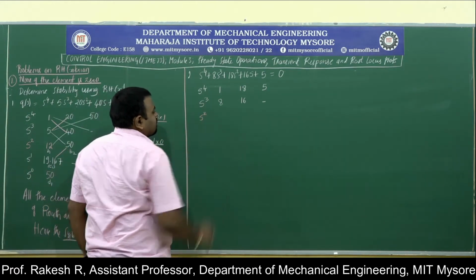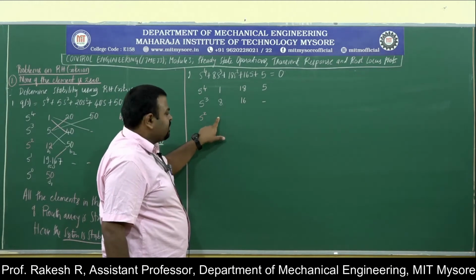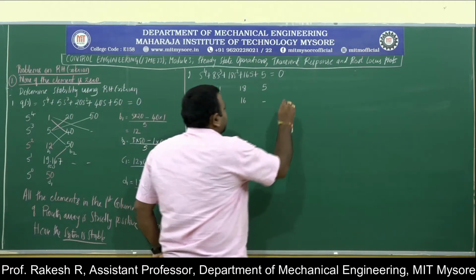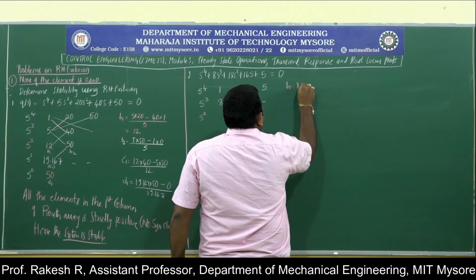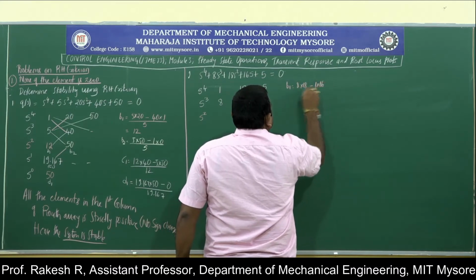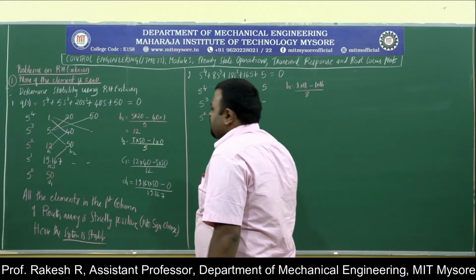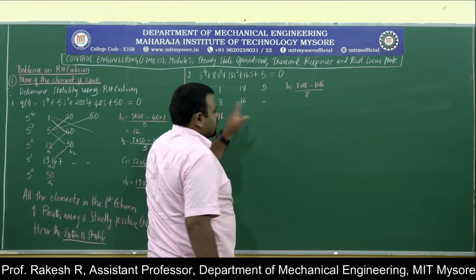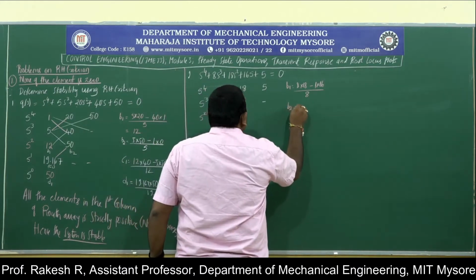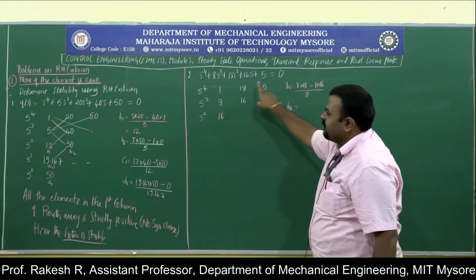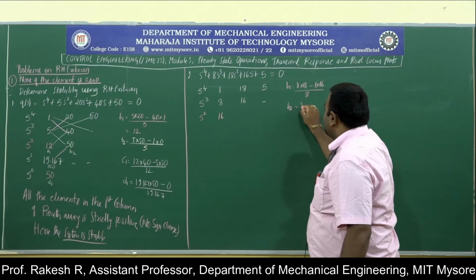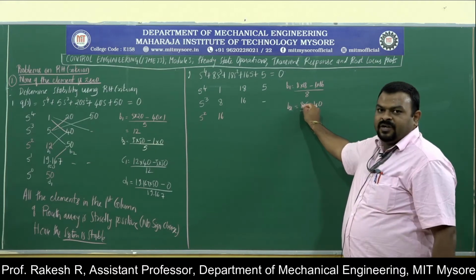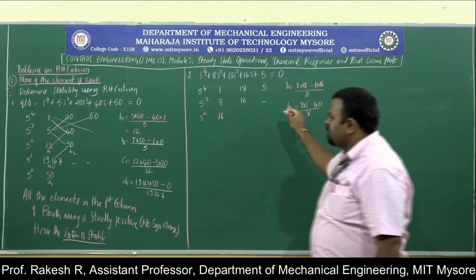What is s square? Here the first element, I will call it B1: 8 into 18 minus 1 into 16 divided by 8. The value of this will be around 16. Then the second element B2 will be 8 into 5 minus 1 into 0 divided by 8. So 40 minus 0 is 40, 40 by 8 is 5.